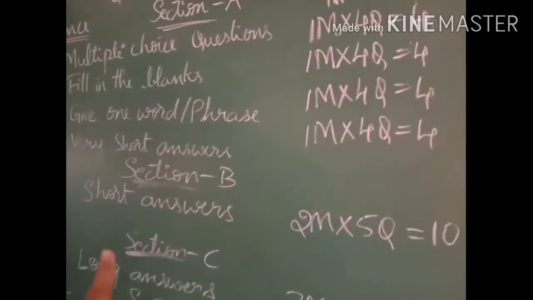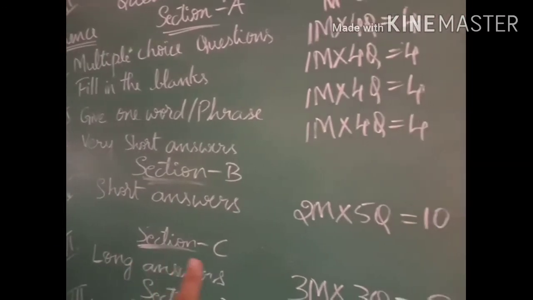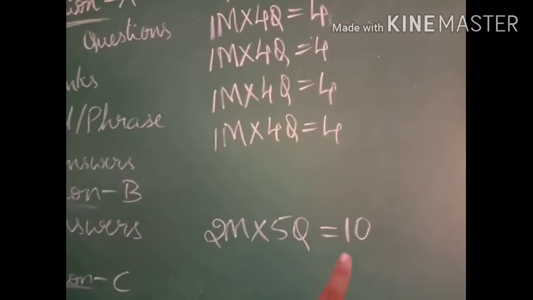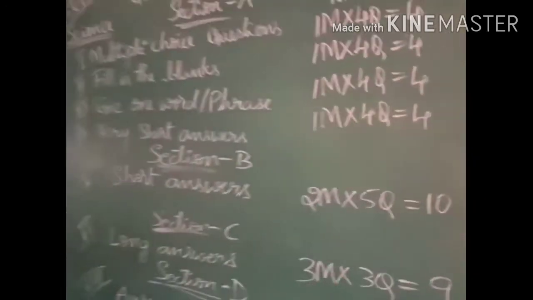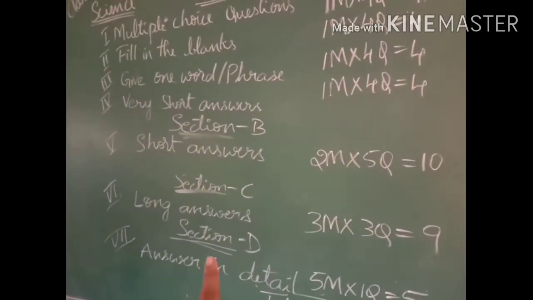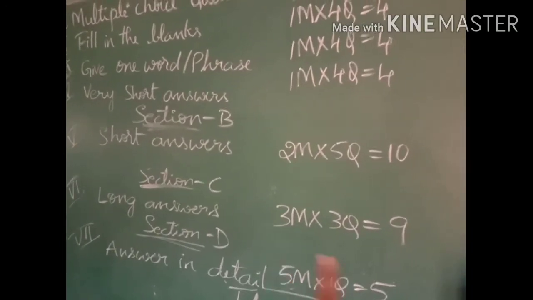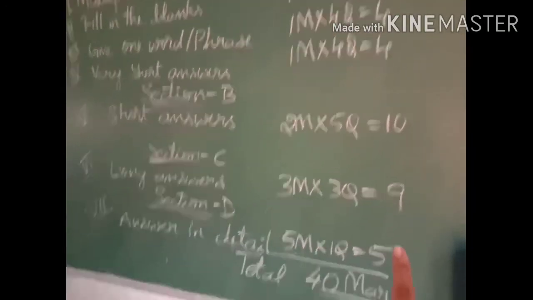Then in Section B, short answer questions will be there. There are 5 questions, and each question carries 2 marks, so 10 marks in total. Then in Section C, long answer questions will be there. Each question carries 3 marks, with 3 questions, so 9 marks in total.